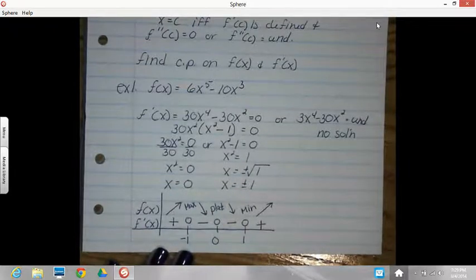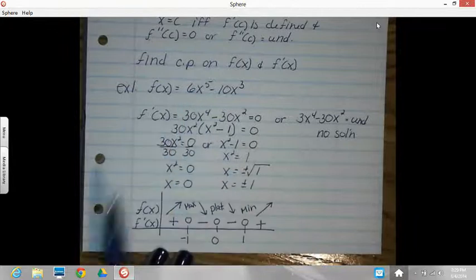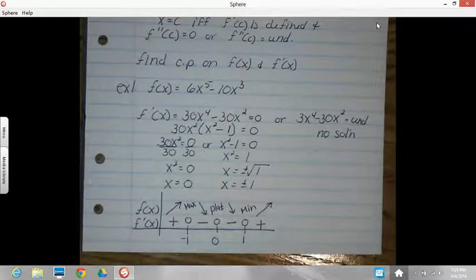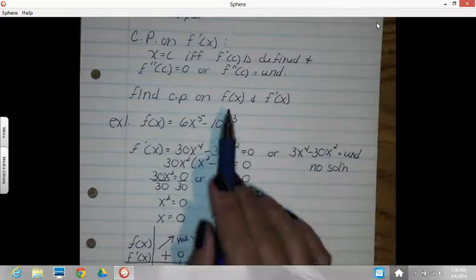function. Not even graphing the original, which we could have. The only one we probably would have missed was this plateau. Might not have seen that in the graph. Okay, that's half the problem. I found all the critical points on f of x.